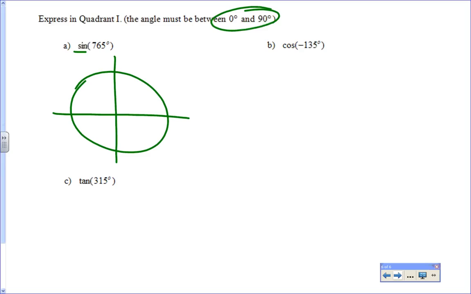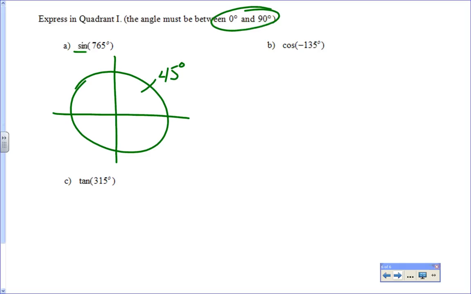Well, let's first figure out where 765 is. So if I go around the circle, all the way around in the positive direction, that's 360, correct? If I go all the way around the circle again, 720. Do I have enough to go all the way around again? No, right? Because 720 is pretty close, right? So how far off is it? If I'm at 720, I've got another how much? 45. Okay.